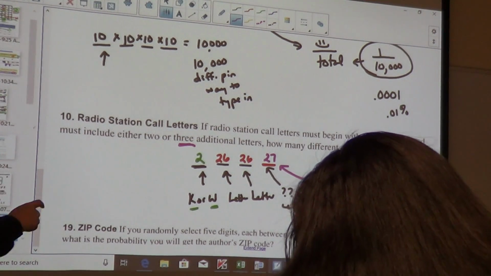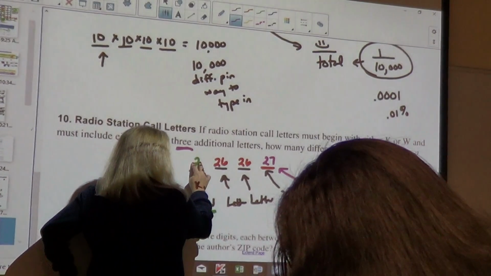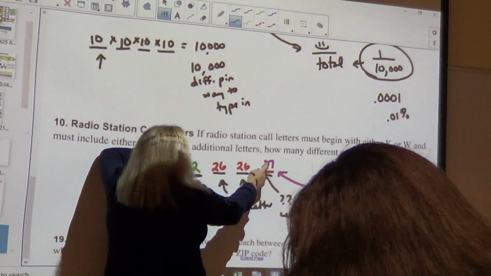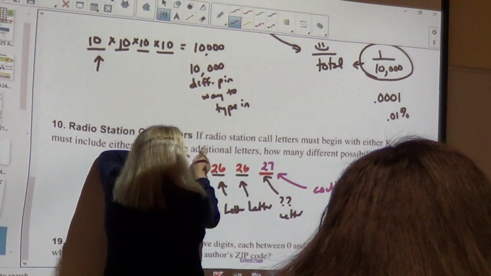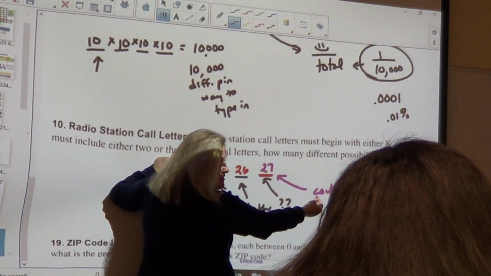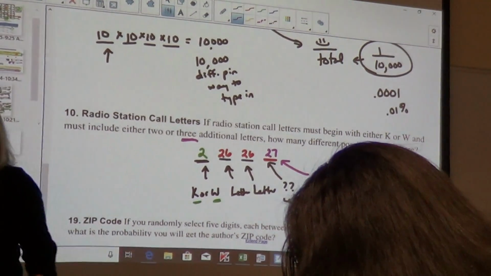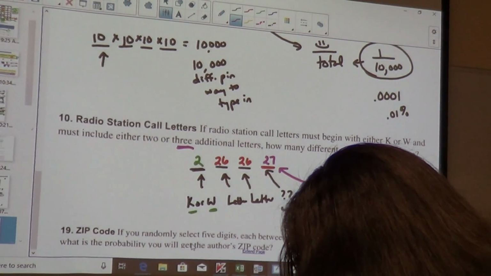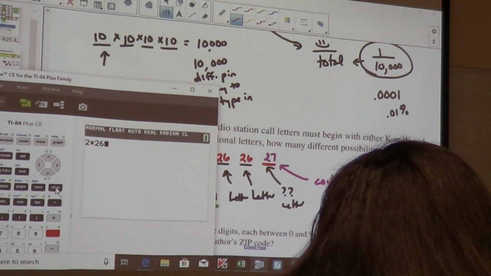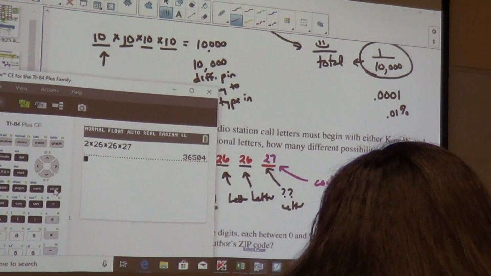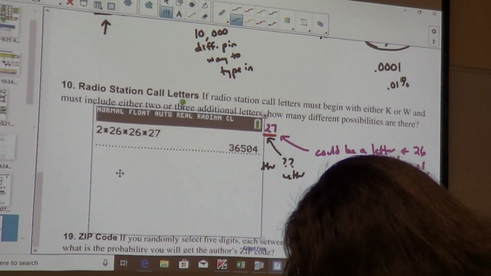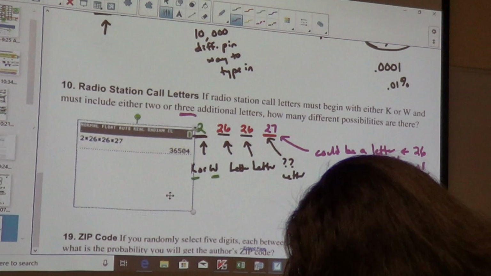So the first one is going to be either a K or a W. We have to have 2 letters, which is 26 and 26. The third one may or may not be there. So 26 if it's there, or a blank space if it's not there. That's our 27. So it is going to be 2 times 26 times 26 times 27. That is how many different call letters there are if you're in a radio station.